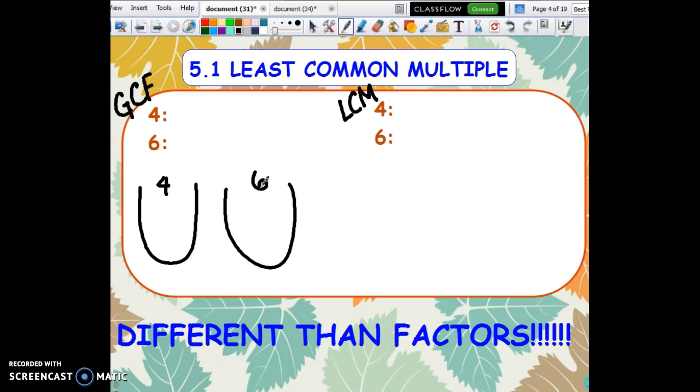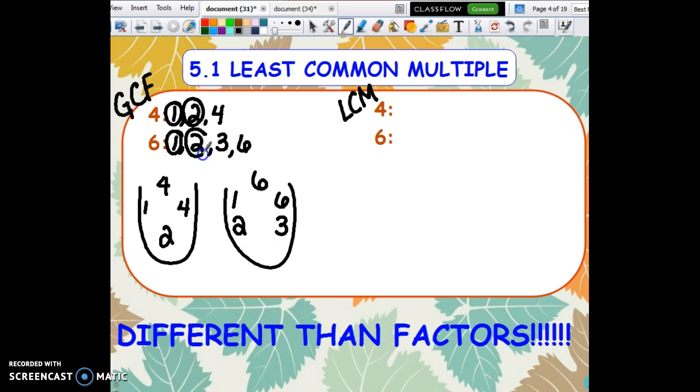I need all my factors of 4 and all my factors of 6. I know that 1 times 4 is 4 and 2 times 2 is 4, so I don't need to write both of them. The factors of 4 are 1, 2, and 4. The factors of 6 are 1 times 6 and 2 times 3. That's it: 1, 2, 3, and 6. I see that they have 1 in common, and they also have 2 in common. But the greatest common factor is 2. Every number is going to have a factor of 1.